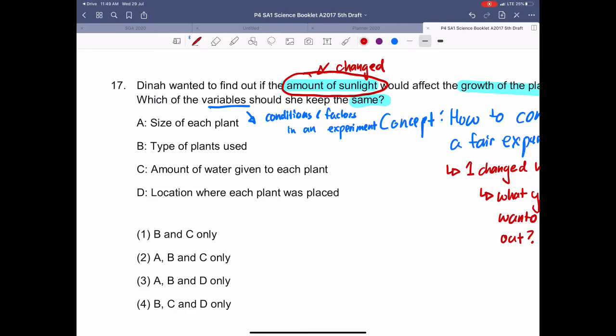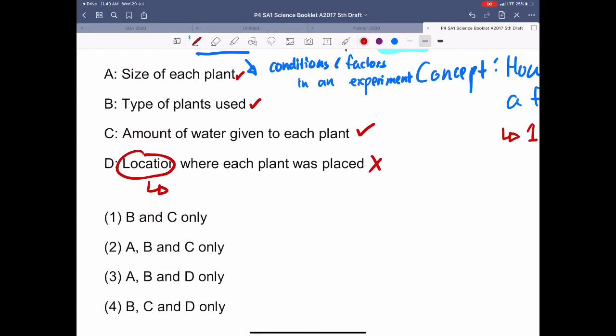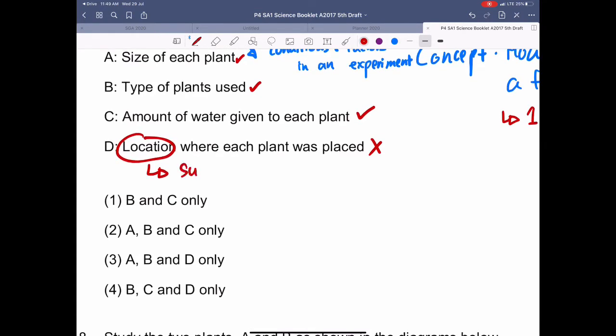So do we need to keep the size of the plant same? Yes. Not just size, but the type also. Okay? Amount of water given to each plant? Yes. Location where each plant was placed? Probably no. Okay? Why? Because actually we can relate location to sunlight.